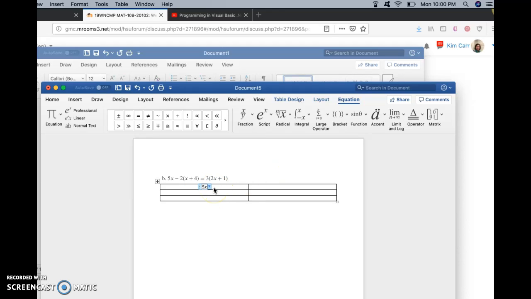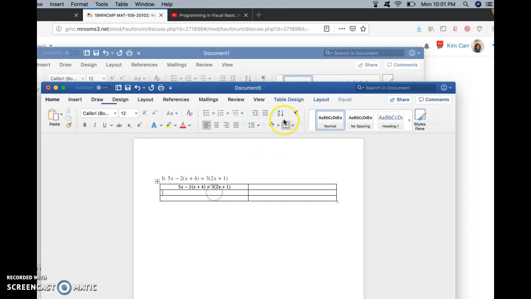So we would have 5x minus 2x plus 4 equals 3, 2x plus 1. And then, of course, your next step, you would go on through with it.